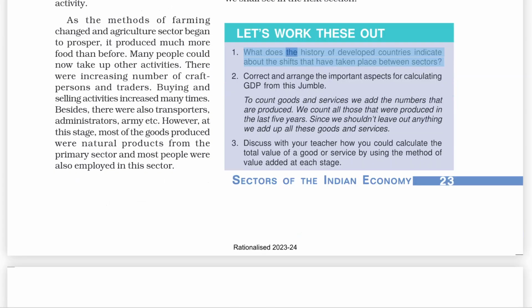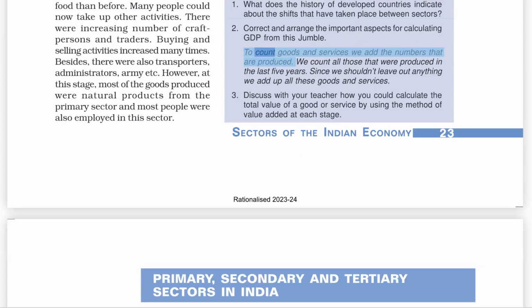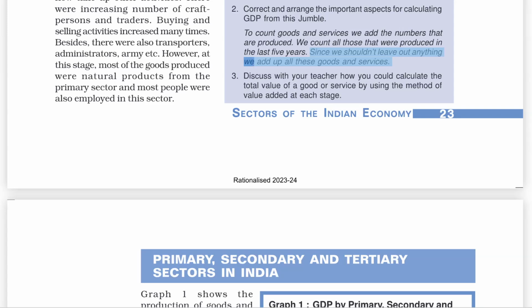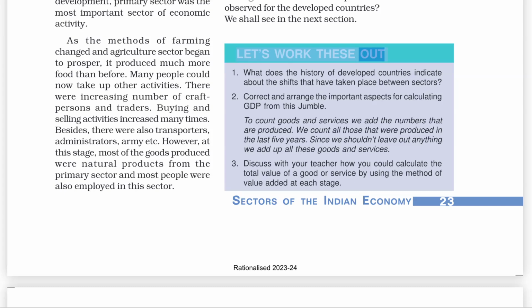1. What does the history of developed countries indicate about the shifts that have taken place between sectors? 2. Correct and arrange the important aspects for calculating GDP from this jumble. To count goods and services, we add the numbers that are produced. We count all those that were produced in the last 5 years. Since we shouldn't leave out anything, we add up all these goods and services. 3. Discuss with your teacher how you could calculate the total value of a good or service by using the method of value added at each stage. Let's work these out.